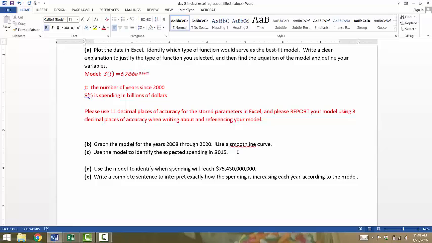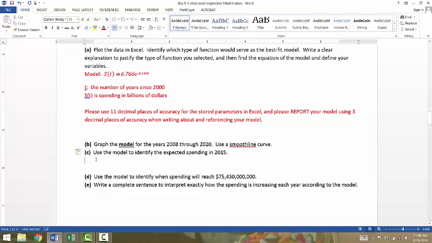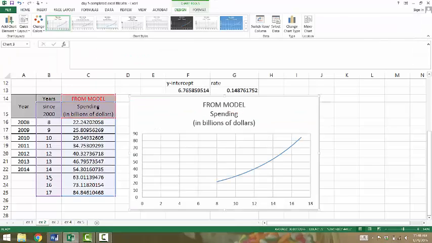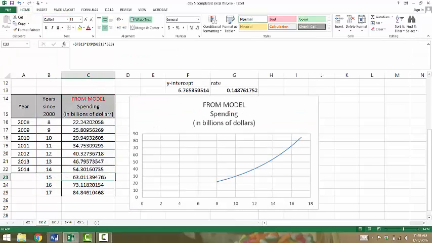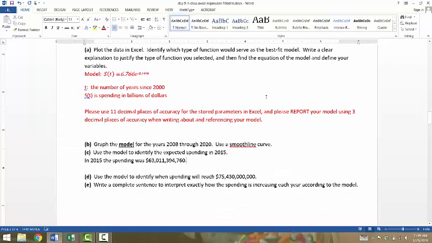All right, part C asks us to identify the spending in 2015. So I've done that in the table here. I plugged in 15 and it says the value is 63.01139476. So that tells us in 2015 the spending was 63,011,394,760. So I took that value multiplied times a billion.